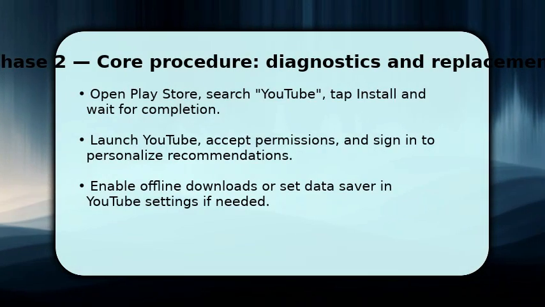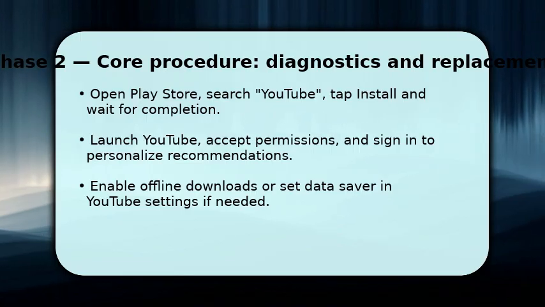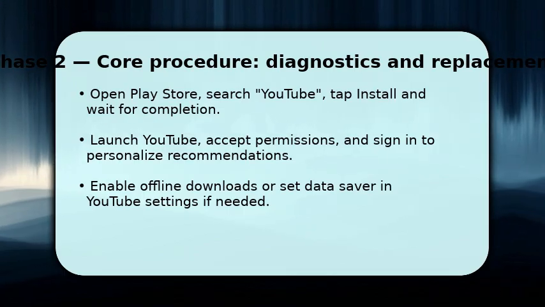You now install and configure YouTube so it runs well on the tab. Open Google Play, type YouTube in the search bar, and tap Install. Wait until the progress bar finishes.